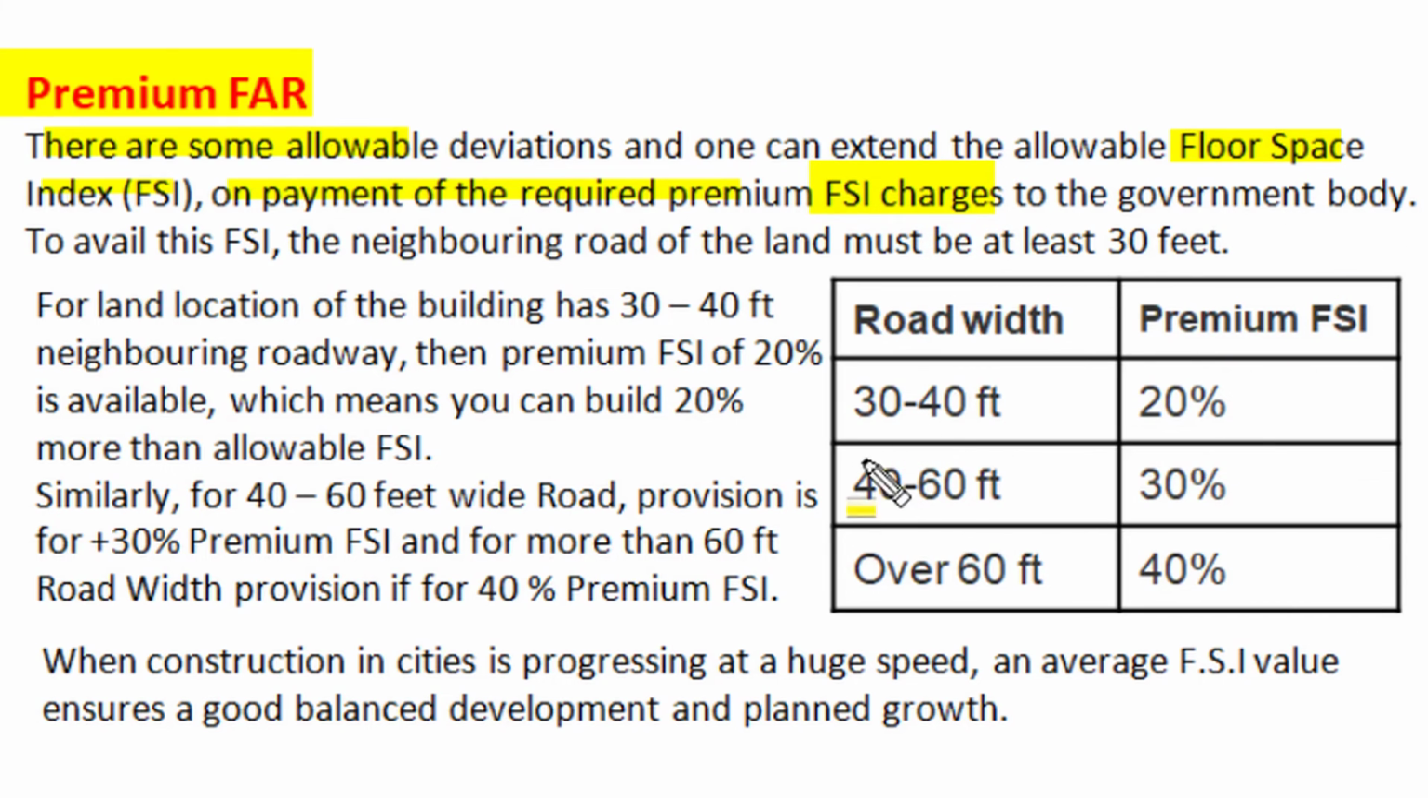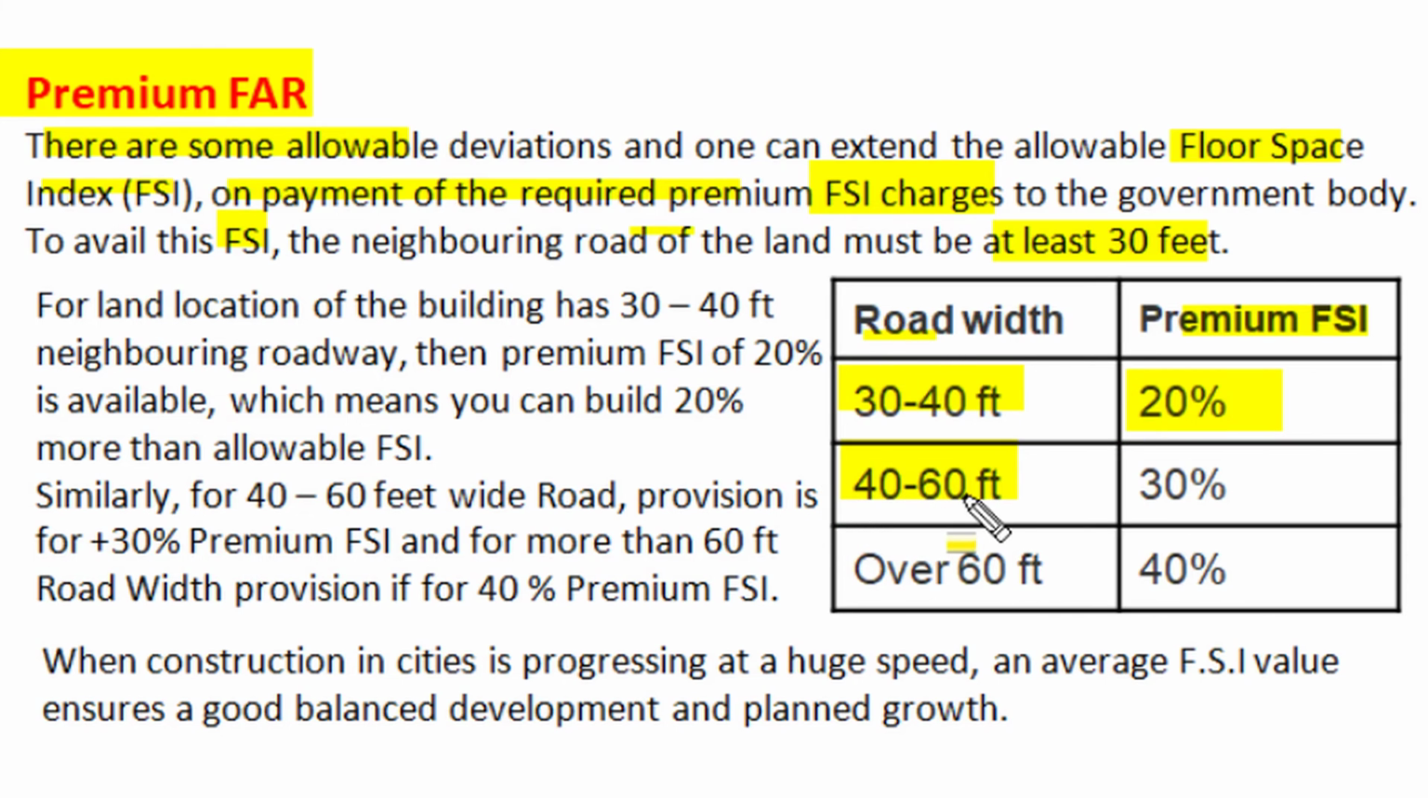To avail this premium FSI condition, the neighboring road of the land must be at least 30 feet, and for road width near the land location of the building between 30 and 40 feet, premium floor space index of 20% is available. That means whatsoever the permissible FAR, one can extend the building to 20% extra FAR by paying required premium FSI charges.